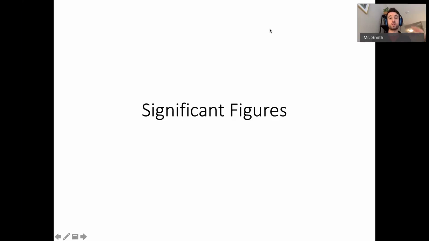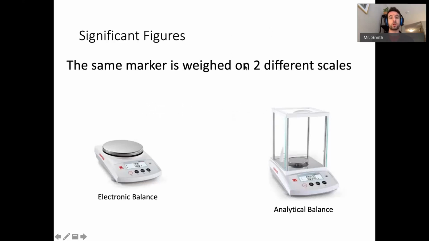Yes, today I wanted to talk to you about significant figures. All right, so here we have two different scales.